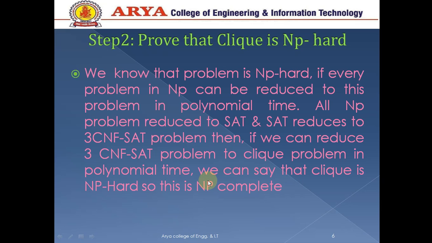As we already discussed in the hierarchy, first we prove SAT is NP complete, next we prove 3CNF SAT, and this is related to clique. So we can directly link them to each other. If one problem is solved in polynomial time, or one problem is reduced, then another problem is also reduced. So all the problems are reduced to SAT.